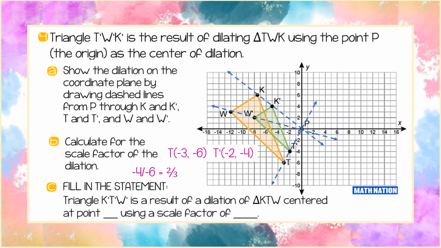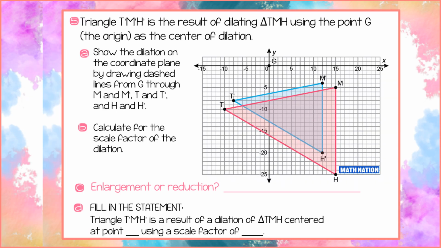Triangle K prime, T prime, W prime is a result of a dilation of triangle KTW centered at point P using a scale factor of 2/3. Number 5, let's look at this. Triangle T prime, M prime, H prime is a result of dilating triangle TMH using the point G, which is the origin, as a center of dilation.